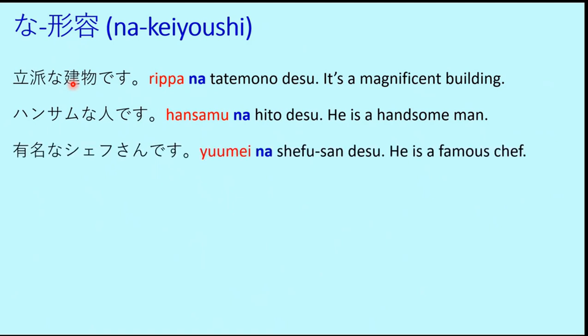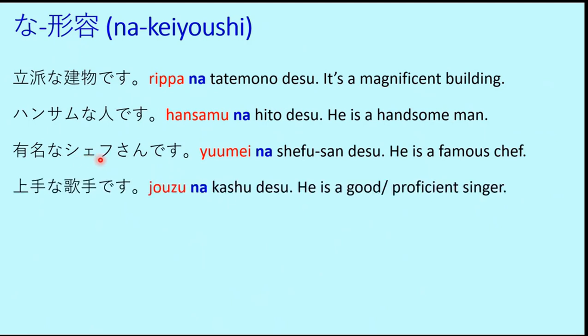Yumei na chef san desu. Yumei means famous or popular. So Yumei na chef san desu, he is a famous chef. So here again, chef is written in katakana because this is an English word. Jozu na kashu desu. Jozu means good in something or proficient in something, and kashu means singer. So he is a good or proficient singer. Jozu na kashu desu. And the other way around, we can say kashu wa jozu desu. So the singer is good.